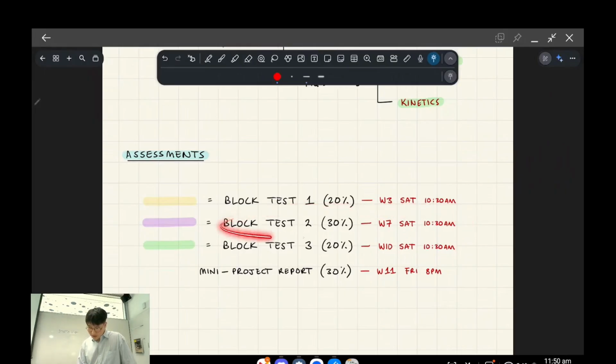The second block test, which is worth a little bit more, is going to cover the content from week 4 onto week 7. And that will be your kind of big midterm, so that'll be in week 7. And then your final one will be weeks 8 to 10, and that will be run in week 10. So those are midterms, and then there's also something completely new.